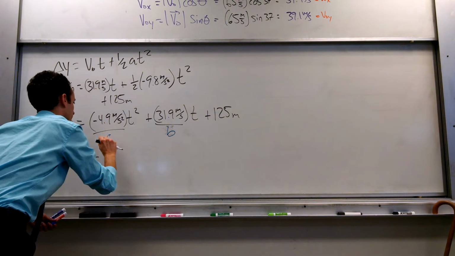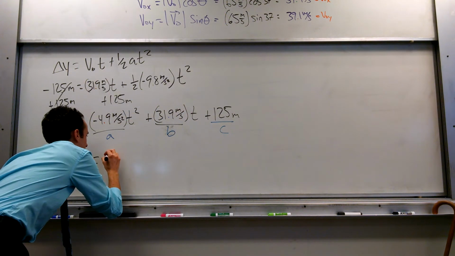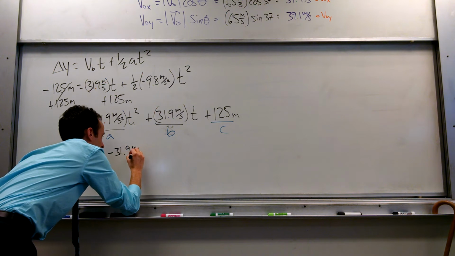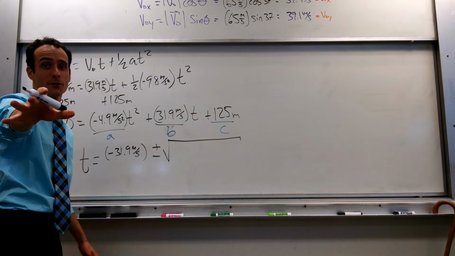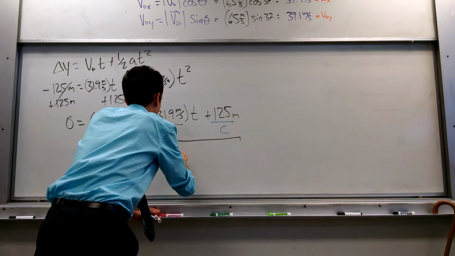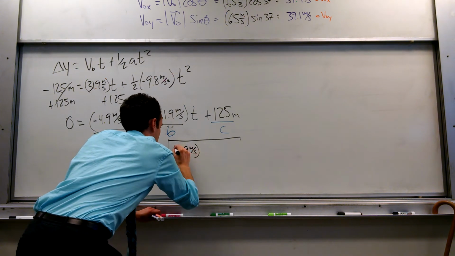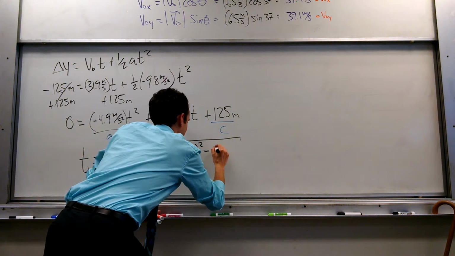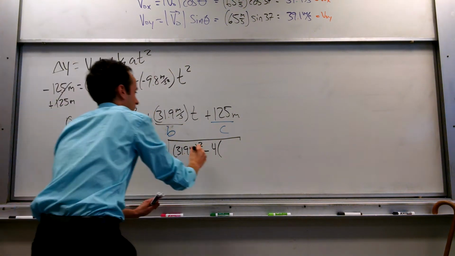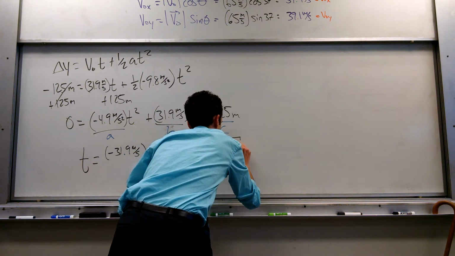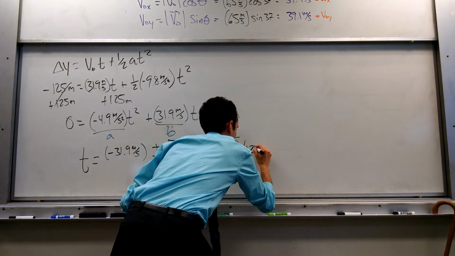Here's b. Here's a. And here's c. So it's negative b, so I got negative 31.9 meters per second plus or minus the square root of, here's where all the negatives and stuff are very, very important. So I got b squared, that's 31.9 meters per second squared, minus 4 times a, which is negative 4.9 meters per second squared, and then times c, which is 125 meters.